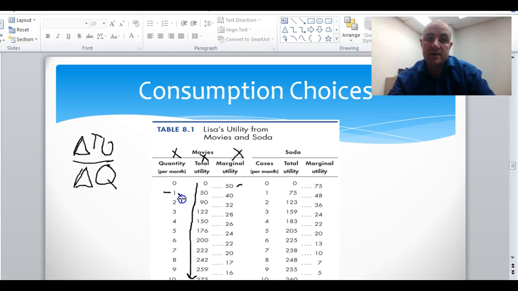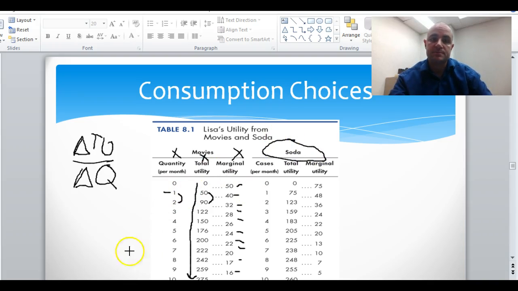Now when she goes from 1 to 2, her total utility goes from 50 to 90. If she goes to that first one, she's getting that 50. Now if she wants to go to that second one, what she's really going to get is 40 additional units of utility, from 50 to 90. So the second one is bringing her 40 units of satisfaction. And you can see that the more movies she goes to, the smaller her marginal utility is. The same happens over here for her consumption of sodas.